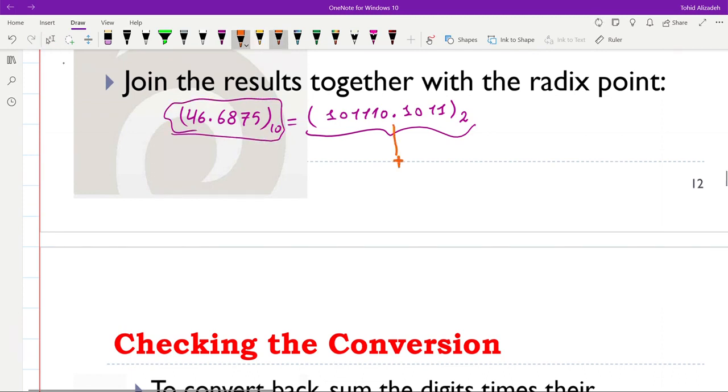For the fraction part, what we need to do is to multiply each digit. So 1 will be multiplied by 2 to the power of minus 1. 0 will be multiplied by 2 to the power of minus 2. 1 will be multiplied by 2 to the power of minus 3. And finally, 1 will be multiplied by 2 to the power of minus 4. And then for the integer part, the first digit will be multiplied by 2 to the power of 0. Second one will be multiplied by 2 to the power of 1, and so on and so forth.